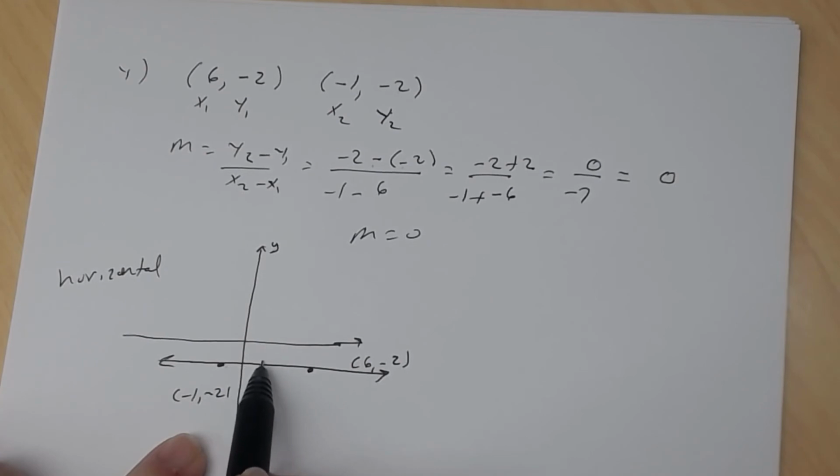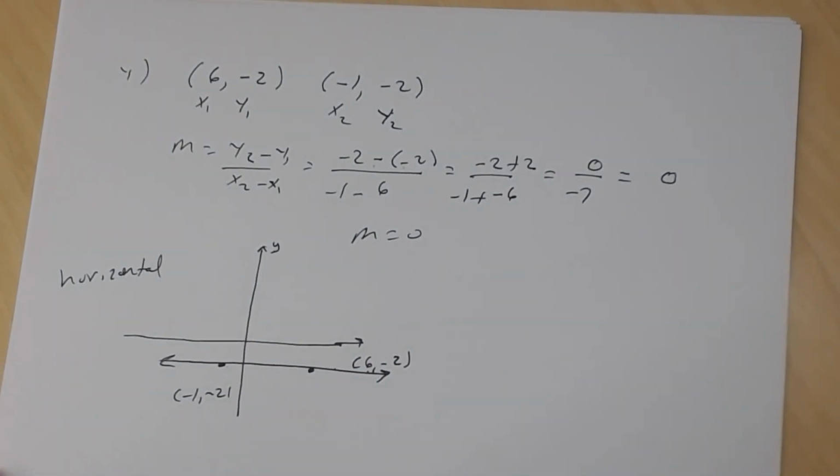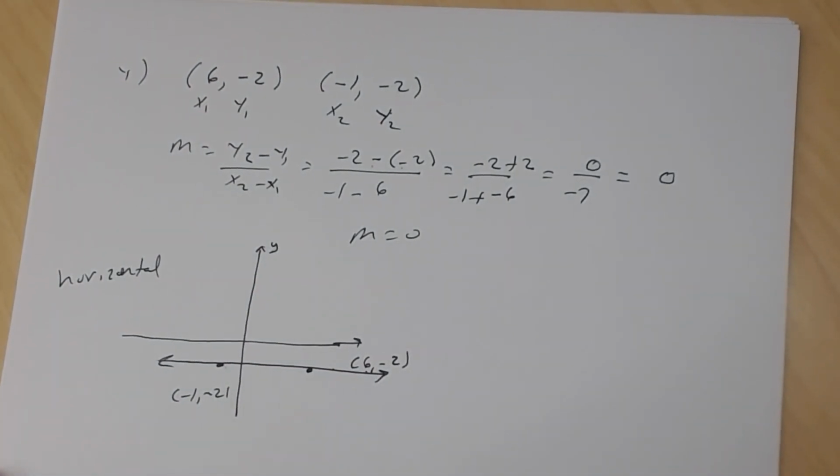Negative 2, negative 2, negative 2, negative 2, negative 2. And so when we subtract two numbers that have the same value, you're going to get 0. Now the x values are different, but the y values are the same. So a horizontal line, no matter what horizontal line you're looking at, the slope is 0. It has a slope. The slope is 0.